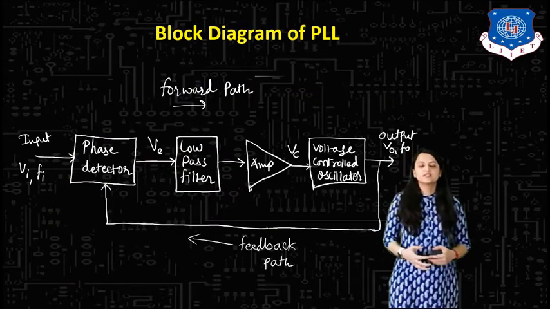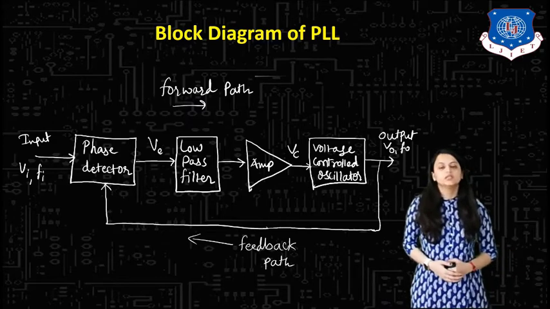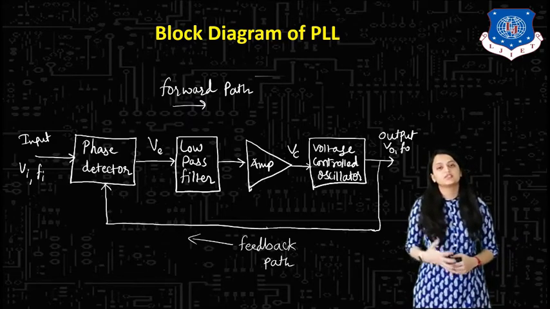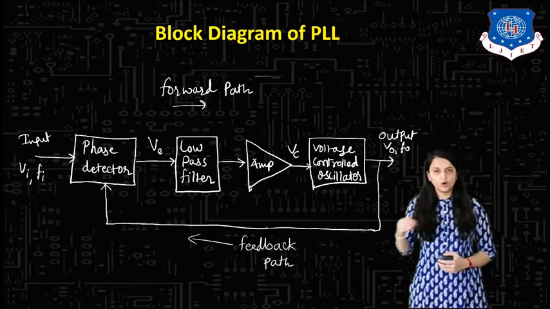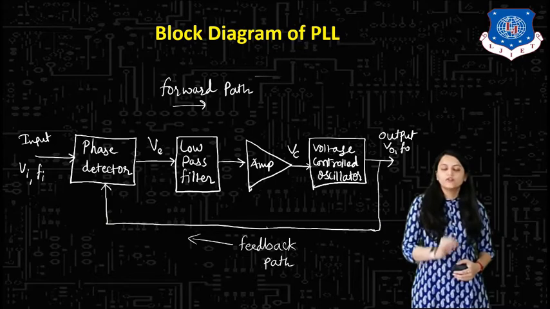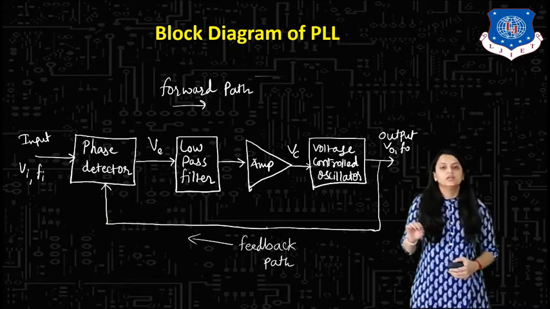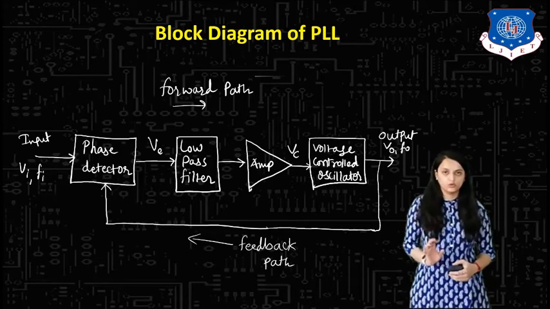First of all, let us see the block diagram of PLL, that is phase lock loop. Let me tell you what a phase lock loop is. Whenever we want to make the output phase fixed, despite any variations at the input side, we can use a phase lock loop. That's why it is called PLL, phase lock loop.